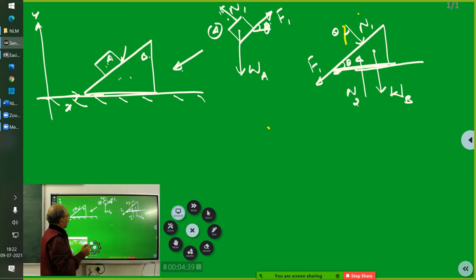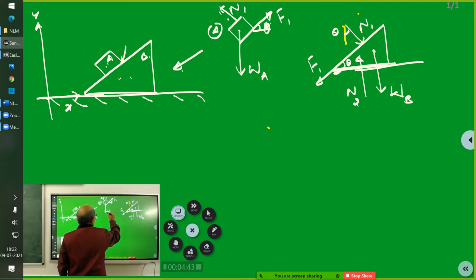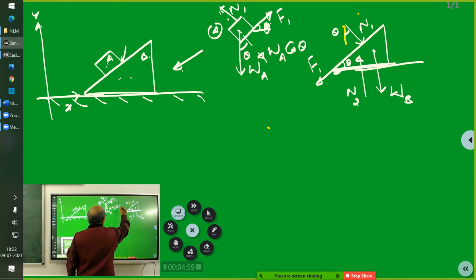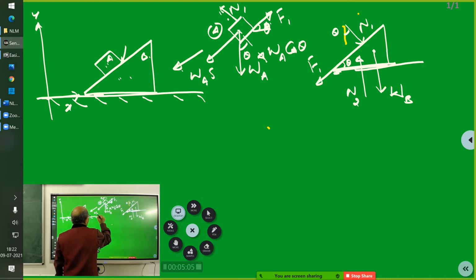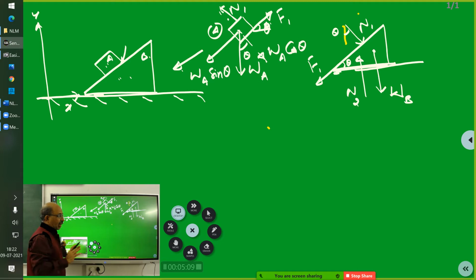So what I will do now is, WA is here, so this angle will also be theta. The component of WA in this direction will be WA cos theta. The other component of it will be WA sin theta.